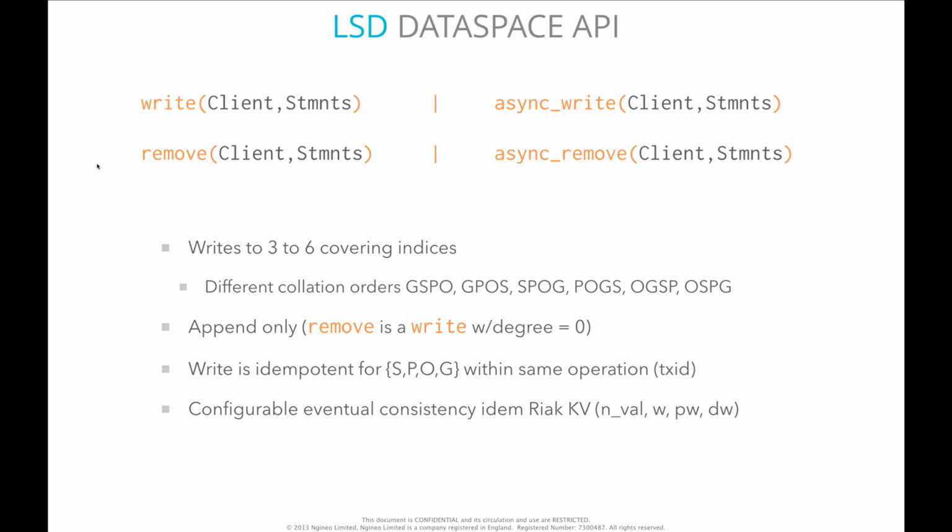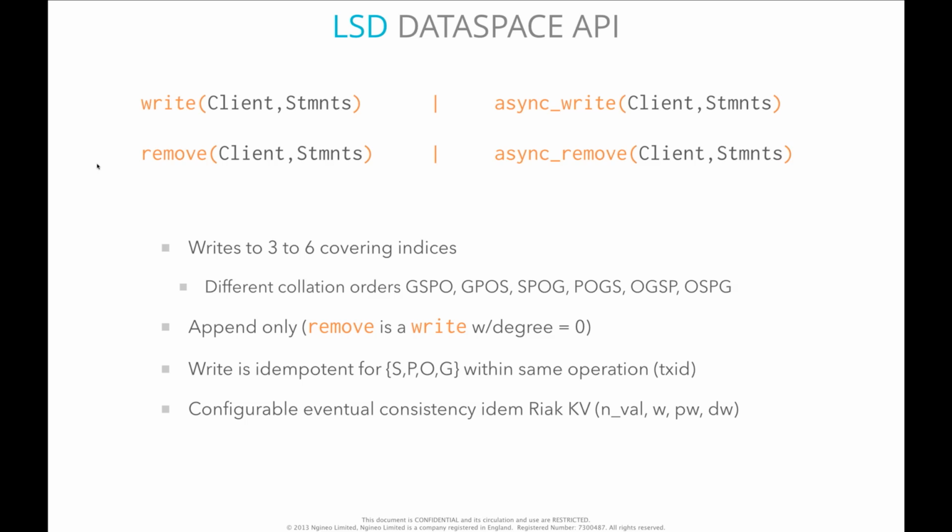Now the write is idempotent for the same combination of SPOG within the same transaction ID. So if I want to write two things with the same SPOG and D, actually that won't work. So only one will be written, which is what we want, because stating one thing several times doesn't change the fact. And in the same way if you deal with the eventual consistency in Riak KV, and in Cassandra and in other systems, we do here. So we allow you to define how many replicas you are going to have for this cluster.